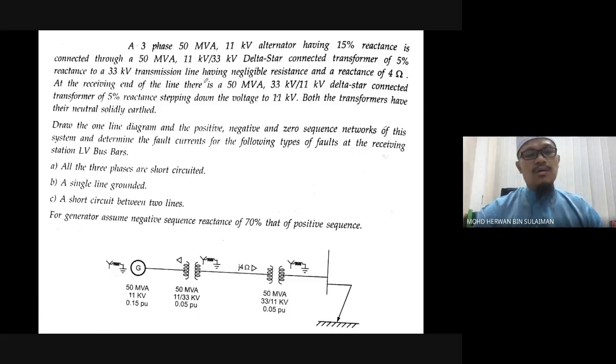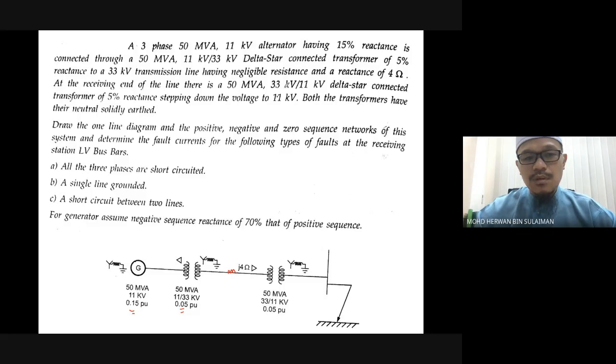Okay, let's take a look at this example. A 3-phase 50 MVA, 11 kV alternator having 50% reactance, 0.15 per unit, is connected to a 50 MVA transformer, 11 kV, step up to 33 kV. So 11 step up to 33 kV. Delta star connected transformer of 5%, so 0.05. And then having a negligible resistance at the rated of 4 ohms. Here is your transmission line, basically 4 ohms.